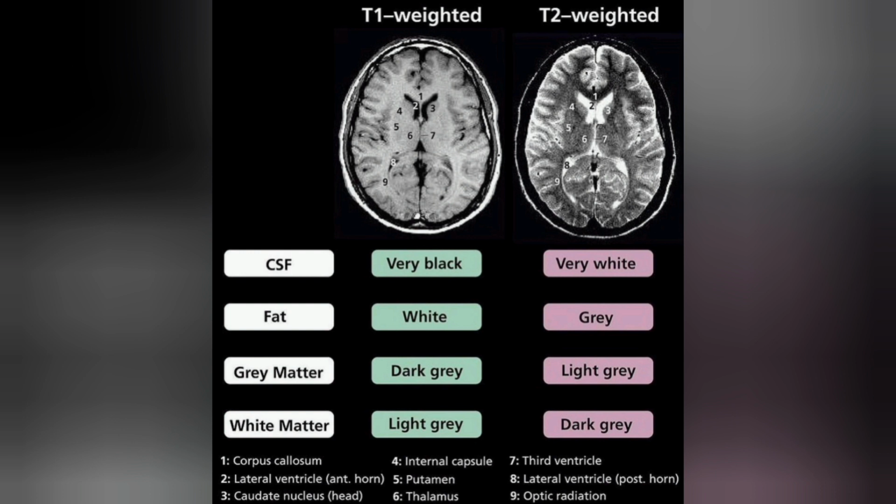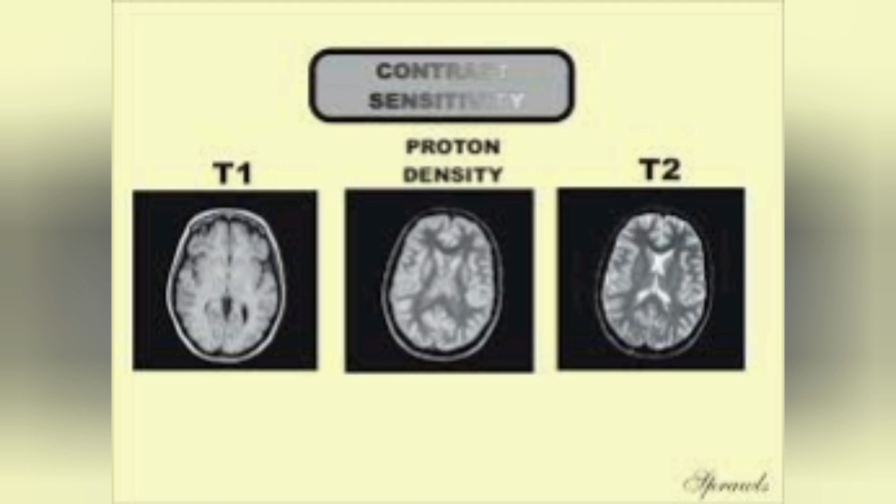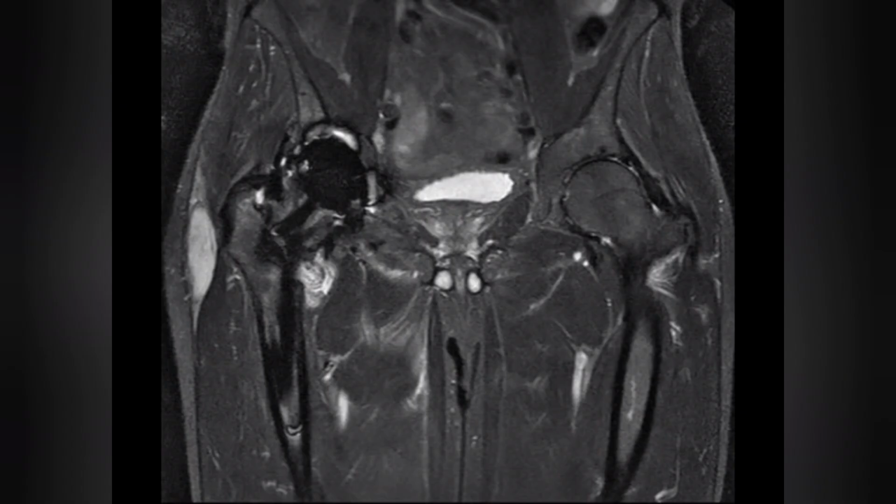STIR images, short tau inversion recovery. These are T1 images with fat suppression. They are sensitive to abnormal fluids, for example, tumor and trauma. PD, proton density images. They are good for imaging meniscus. MARS, metal artifact reducing sequence, fast spin echo. Better for avoiding artifacts from metals like steel and titanium.